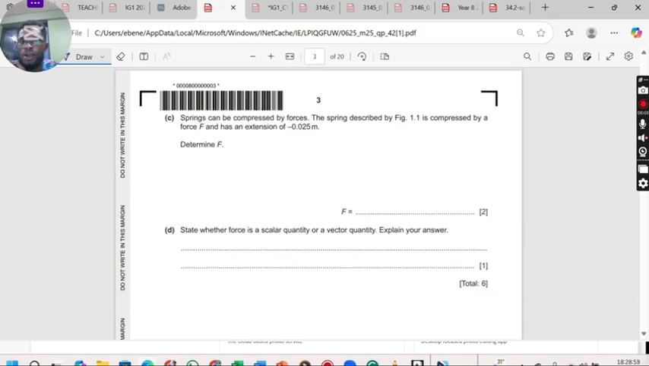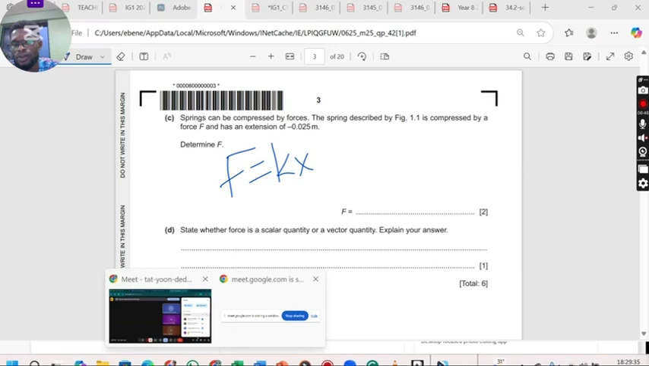C. The spring can be compressed by forces. The spring described by figure 1.1 is compressed by a force F and has an extension of negative 0.025 meters. Determine F. So if you are to determine F, which formula will you use? It is still a spring, so the formula will be F = Kx. It will not change.